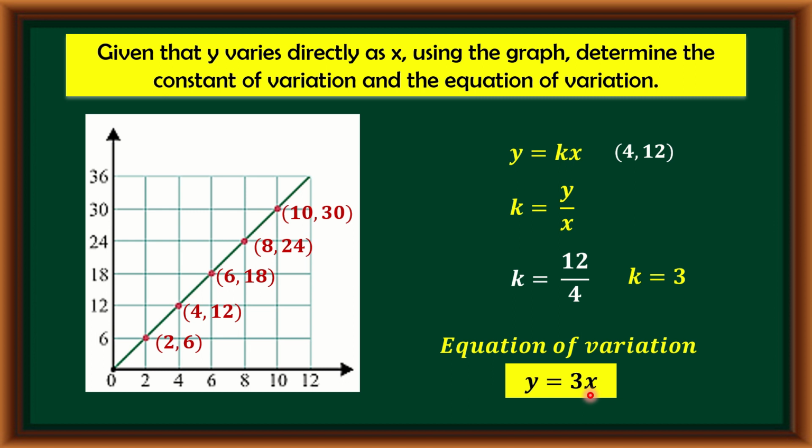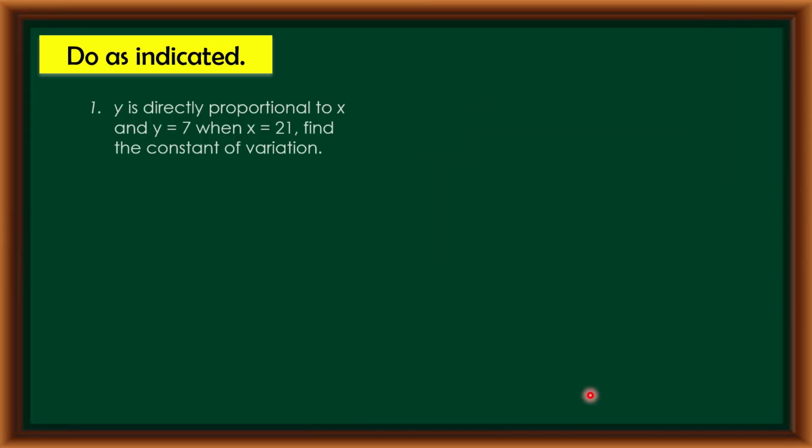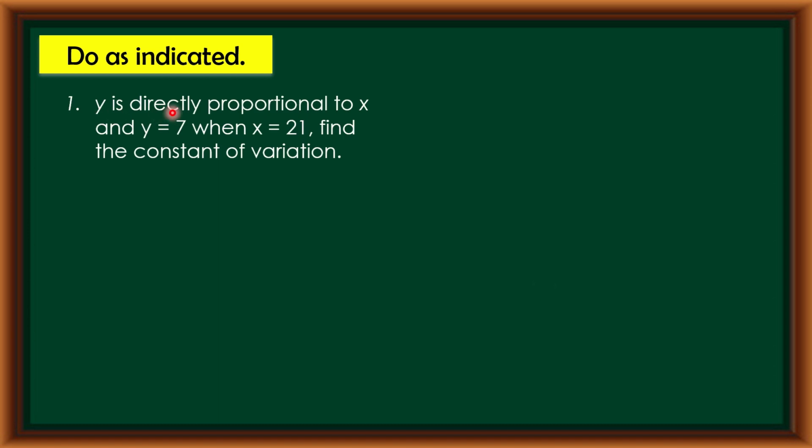So that is how we determine the constant of variation and equation of variation. So this time, let us have another activity. Do as indicated. Number 1, y is directly proportional to x and y is equal to 7 when x is equal to 21. Find the constant of variation.